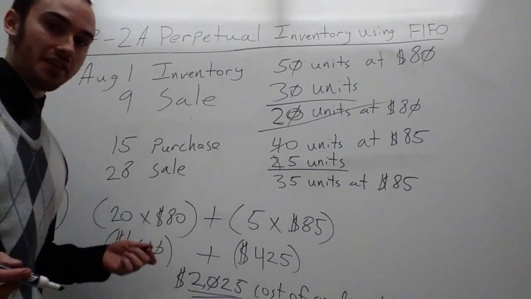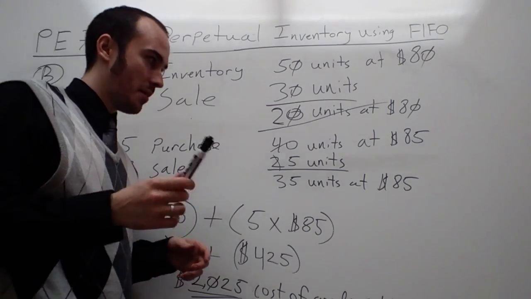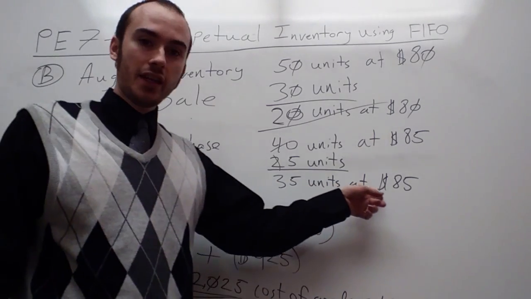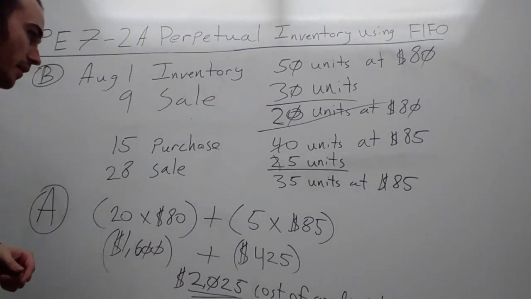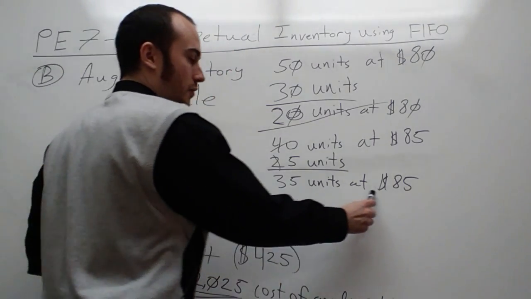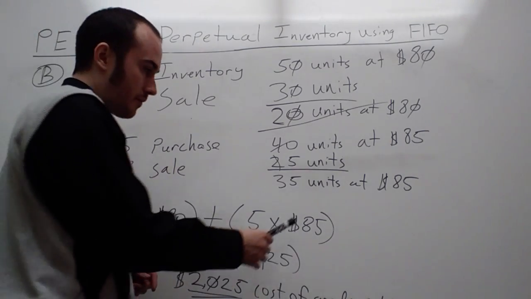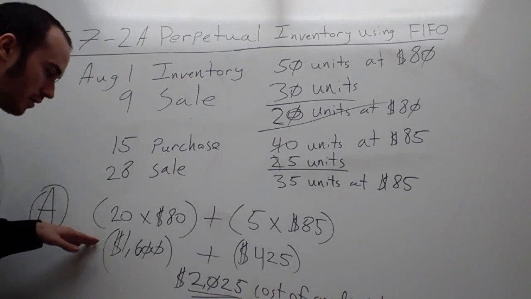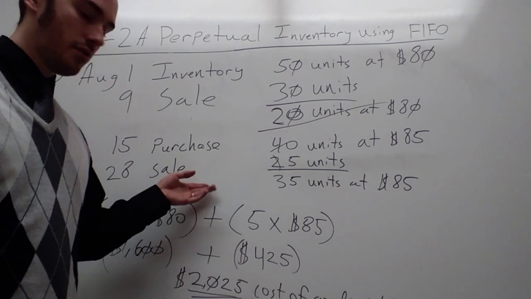So that's B. That's A, that's A. Oh no, that's B. Yeah, that's B. My apologies. So we have 35 units at $85 for B. That's the cost of inventory per unit for us, and the level of inventory. And then A was what's the cost of goods sold on the 28th.